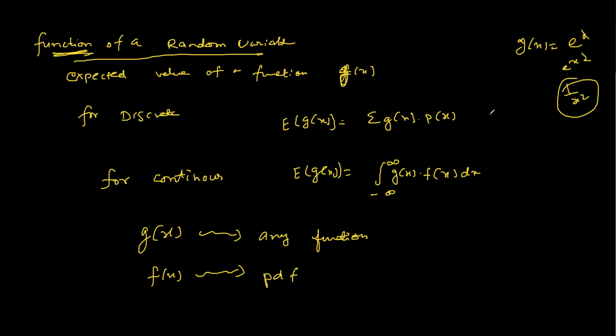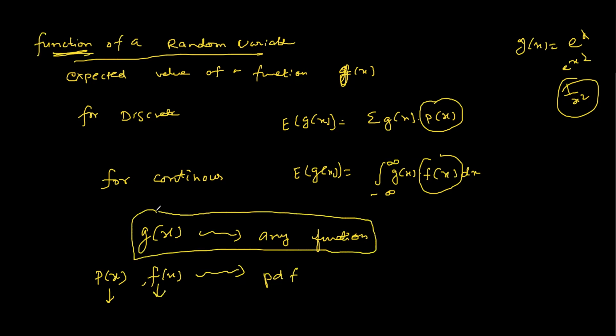Now you are going to find the function of a random variable, not any number. Two functions we have, gx and px. Px is the probability for discrete random variable, fx is the PDF for continuous random variable. Gx is any other function. If it's continuous, then integration from minus infinity to infinity.